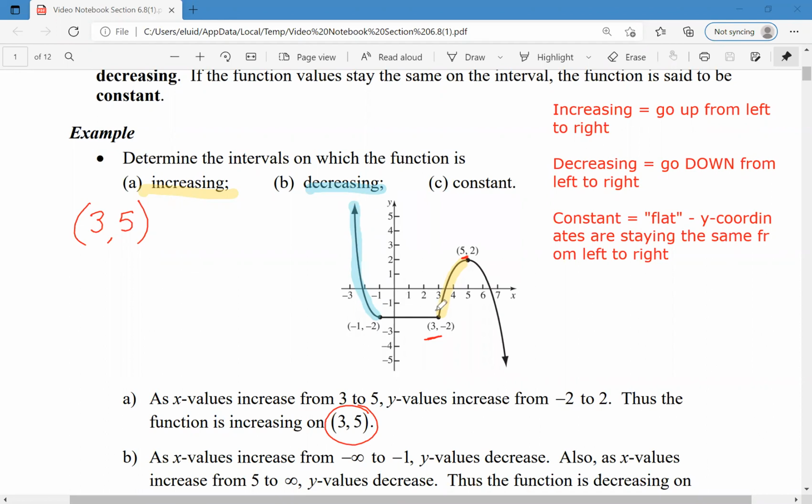Then we have this flat piece. We'll get to that. That's constant. Then we have another piece of the graph that's decreasing. So there's actually 2 different intervals where the graph is decreasing. So we're going to name both of those.